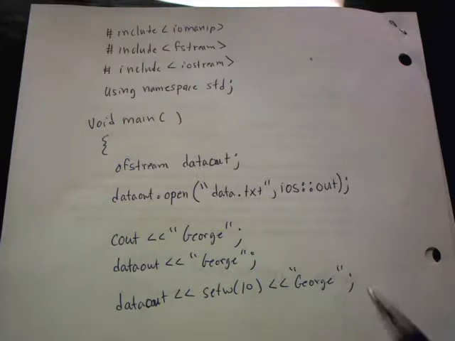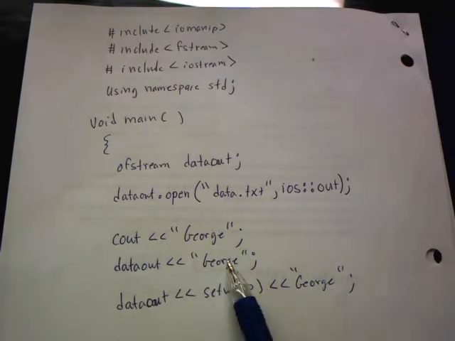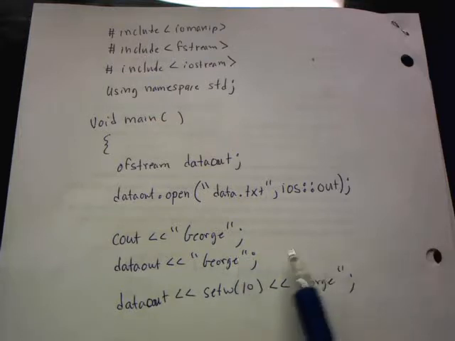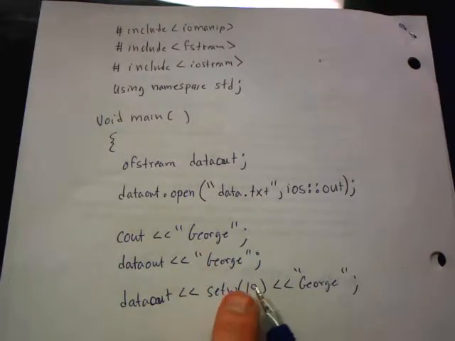So in fact, what this is going to do, because I didn't put an end line, is it's going to print George, then it's going to save 10 spaces, and print George again. How many characters does my name have? 1, 2, 3, 4, 5, that's 6. So in the data file, this is going to print the word George, then save 4 spaces and print the word George again. George. Okay.